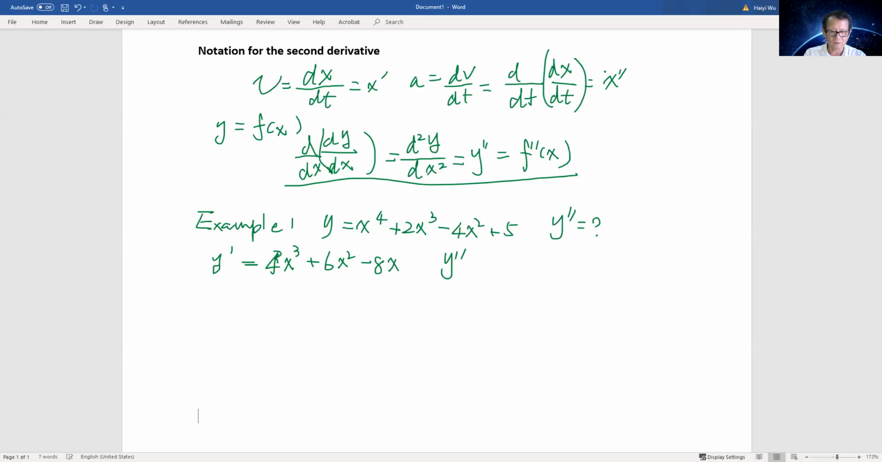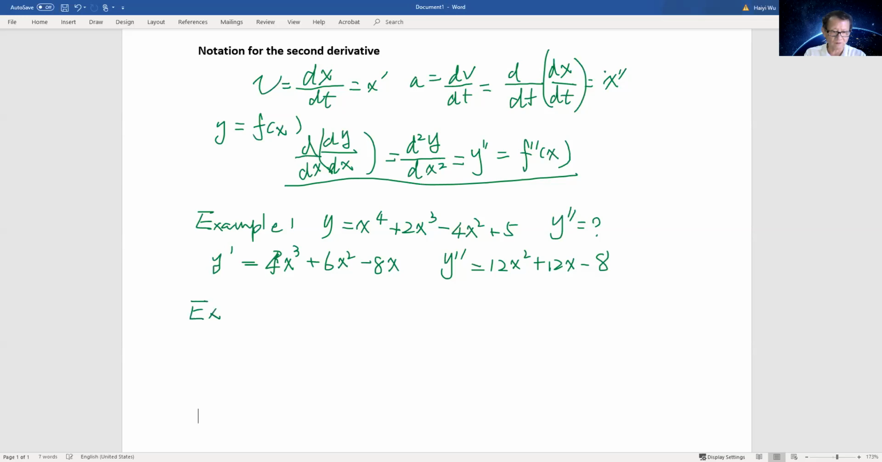Then we differentiate the first derivative. So it will be 12x squared plus 12x minus 8. So that's my second derivative. You can see the original equation was x to the power 4, a quartic function, and the first derivative is a cubic function, and the second derivative becomes a quadratic function. So this is example 1.